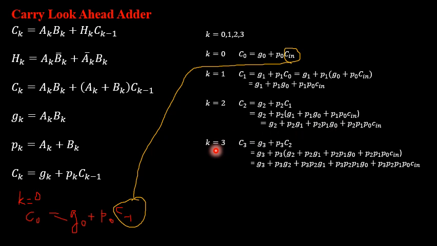Last, I have considered the value of K input as equal to 3, wherein I will be substituting K as 3 in this particular main equation. So C3 will be equal to G3 plus P3 into C3 minus 1. 3 minus 1 is 2, so it is C2. C3 is equal to G3 plus P3 into C2. Replace the equation for C2 from this equation, that is G2 plus P2 G1 plus P2 P1 G0 plus P2 P1 P0 Cin. So that will give us the equation for C3.